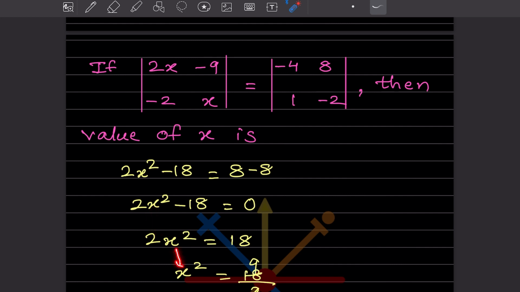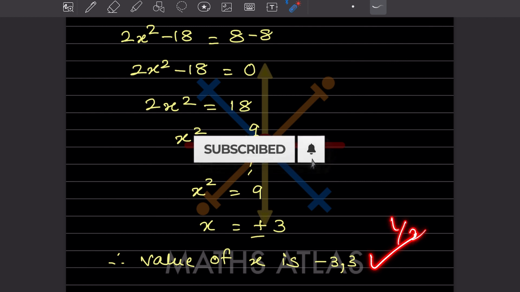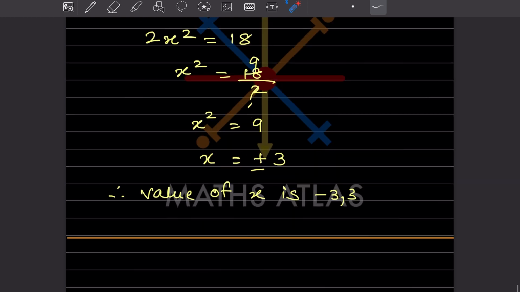Now x square will be 18 divided by 2, because this is multiplication, it is going to get divided by 2. So x square is 9. So the value of x will be, because of squaring both sides, either plus or minus 3. So we have to write this step. There is a half mark for this step. So the value of x is minus 3 or 3.